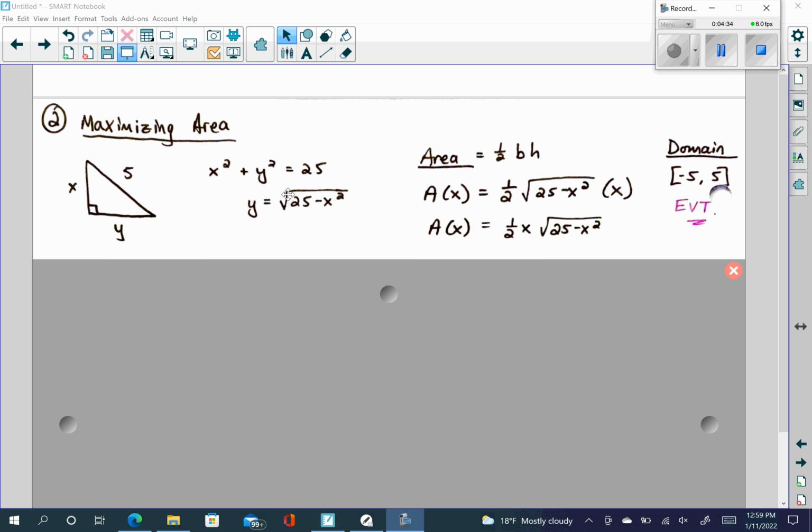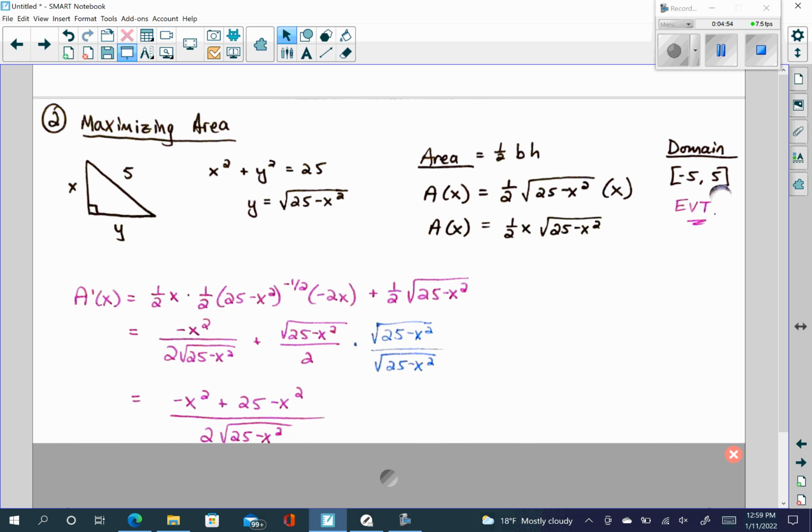Now if you take a look under the square root here, or even over here, we know that x has to be between -5 and 5, but even more so, we know it has to be between 0 and 5. But if we just write it this way, we're still on a closed interval.